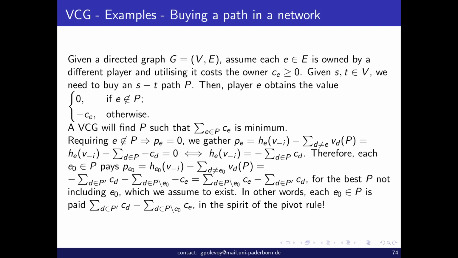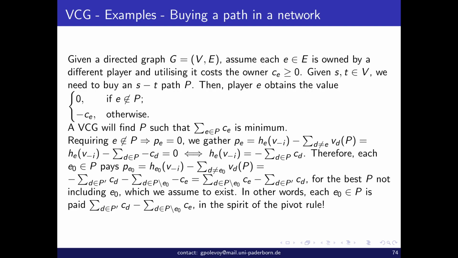If the decision undertaken utilizes the edge. Otherwise, the player does not incur any cost. So, what do we need to do to choose here? Given 2 nodes, we need to buy an ST path, and player E, again, players are identified with the edges, obtains the value of 0 if she is not on the path, and minus the cost, a negative value, if she is on the path. So, of course, the players don't want to be on the path, and the VCG will just pick the path that minimizes the sum of the costs.